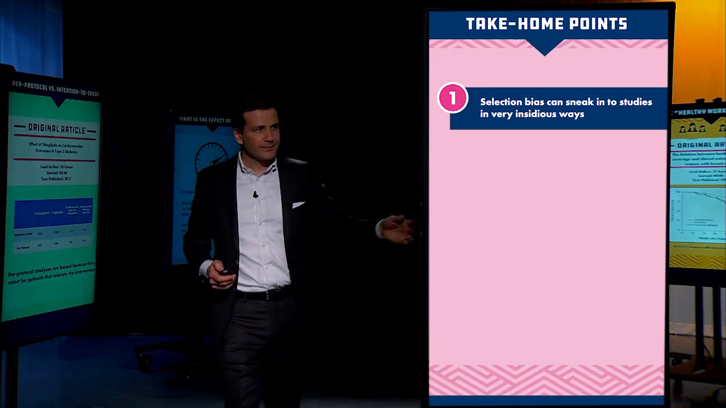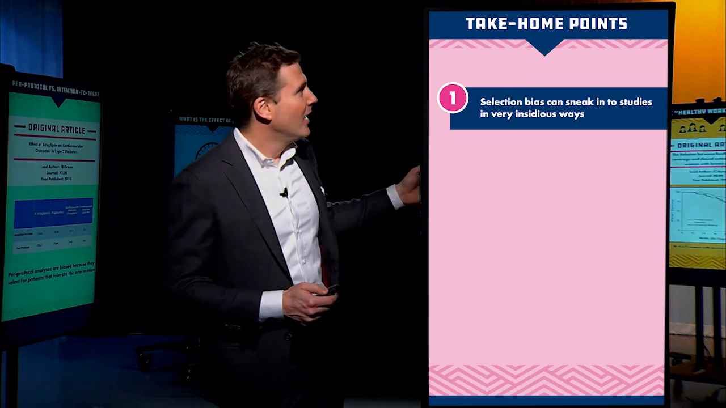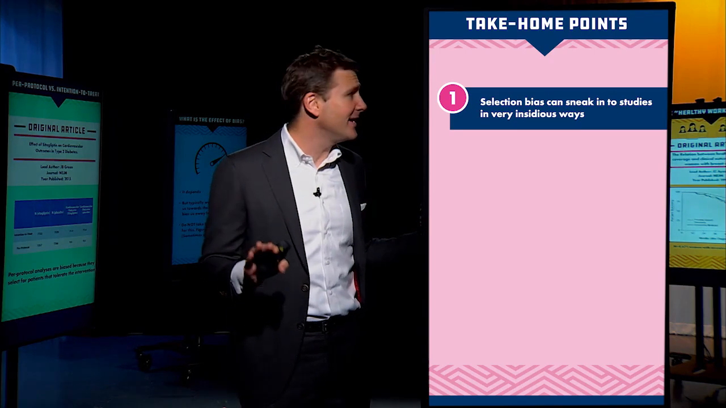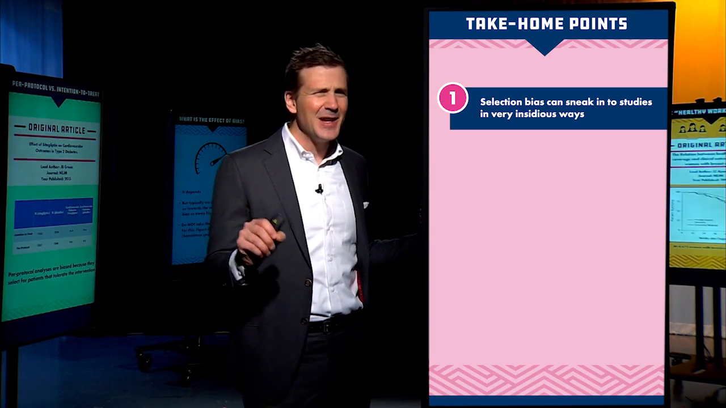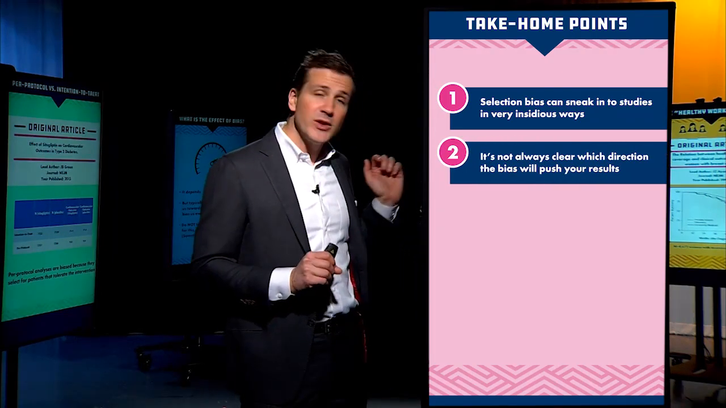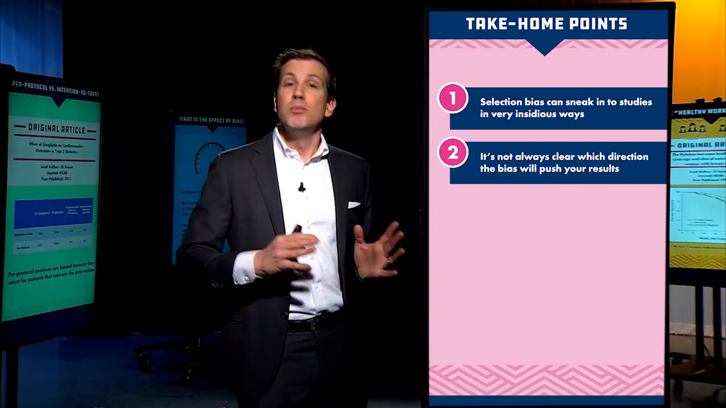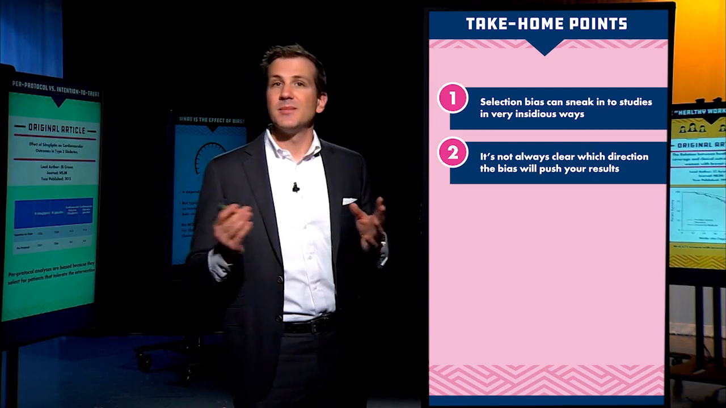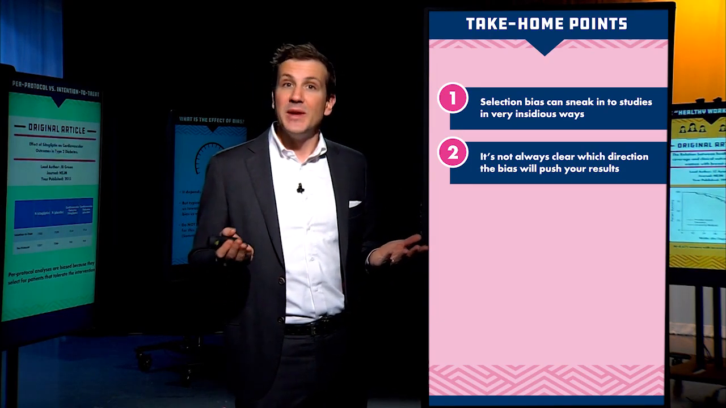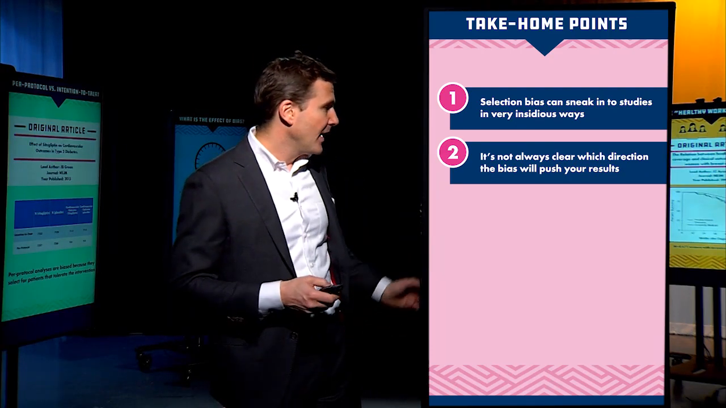All right. This is our first lecture on bias, on selection bias. It can sneak into studies in very insidious ways. You have to think about this one. You have to ask yourself if it could be present. It's not always clear which direction this bias will move your results, sometimes towards the null, sometimes away from the null. It'll wrinkle your brain a little bit to figure it out, and you can't always figure it out. You might just know that it's there.